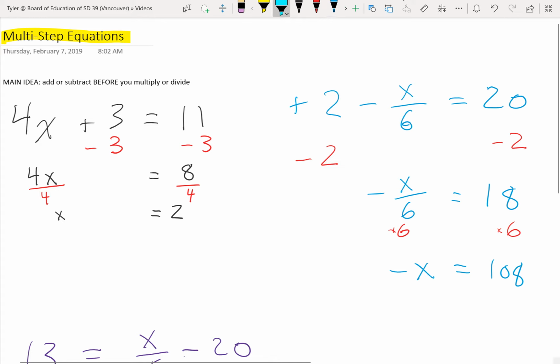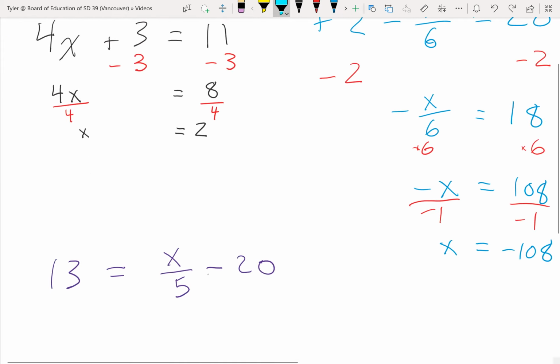The only thing we gotta get rid of is that negative sign. So this is where you can do your flip, or we can just divide it by -1 on both sides. And that's gonna give us our final answer, x is equal to -108. So again, we could have gotten rid of the 6 first, but we chose to get rid of the 2 first, and it worked out a lot nicer.